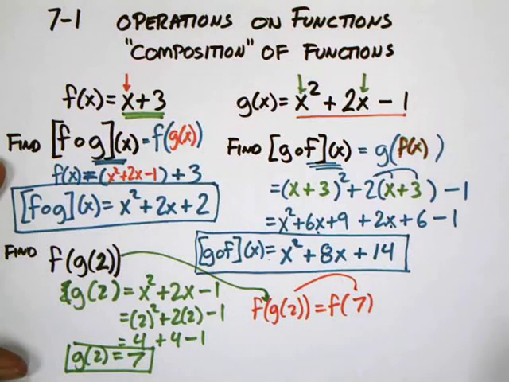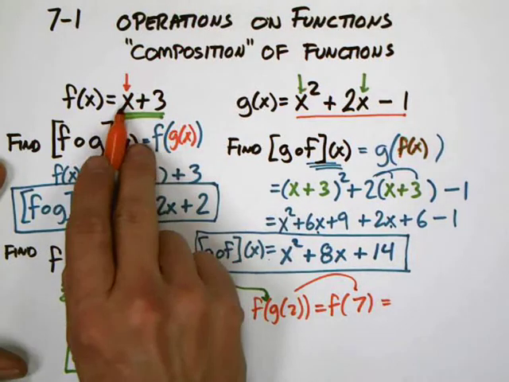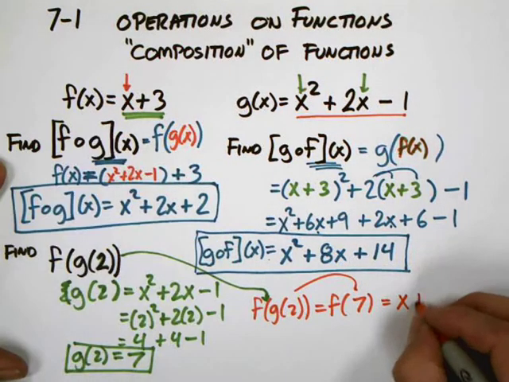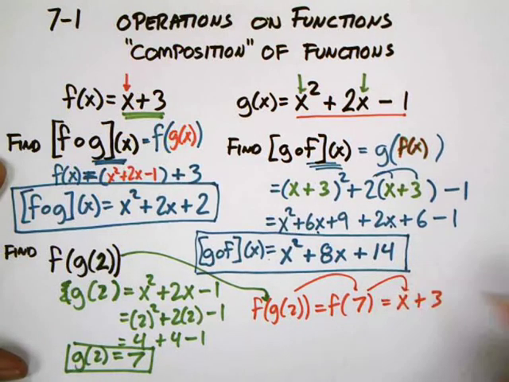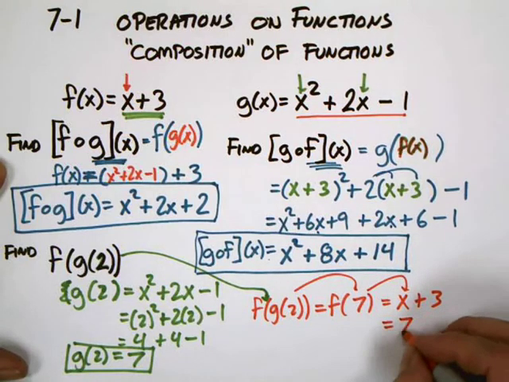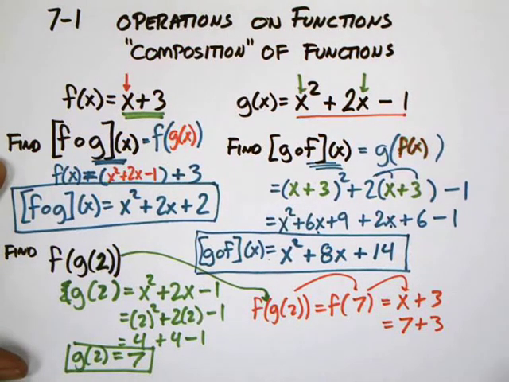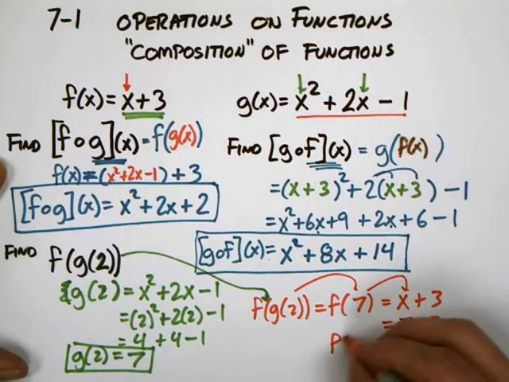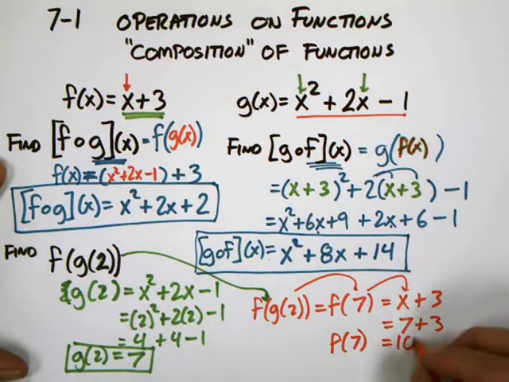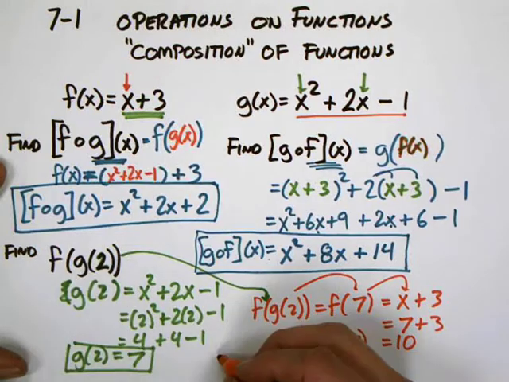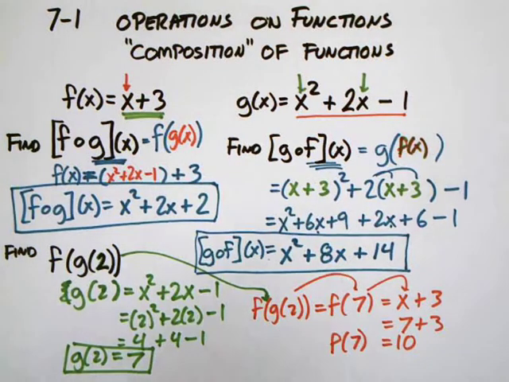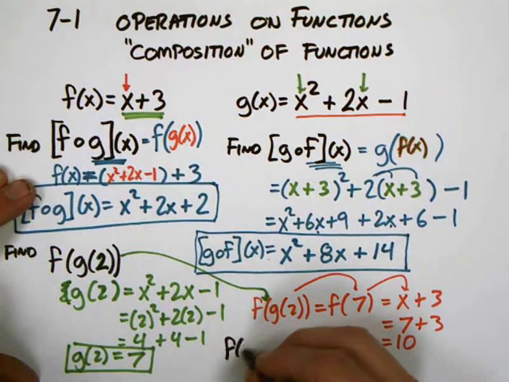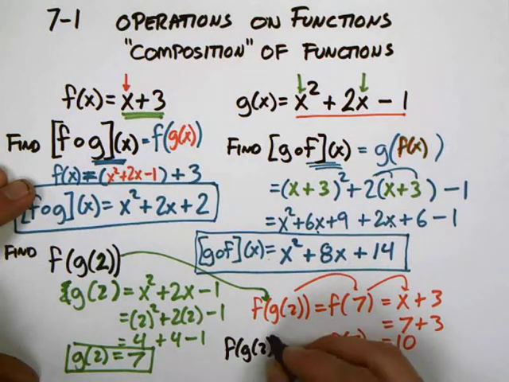So what's my f of x function? It is x plus 3. So if I'm trying to find f of 7, then this is going to be 7 plus 3. So my function here is going to be worth 10, which tells me my original question, which is f of g of 2, is worth 10.